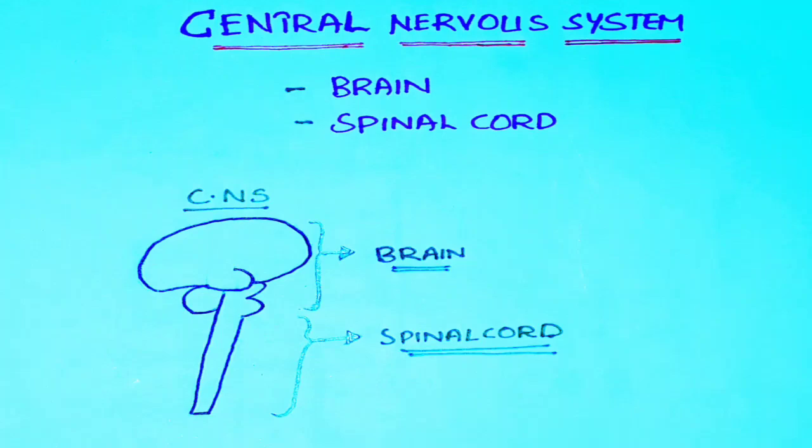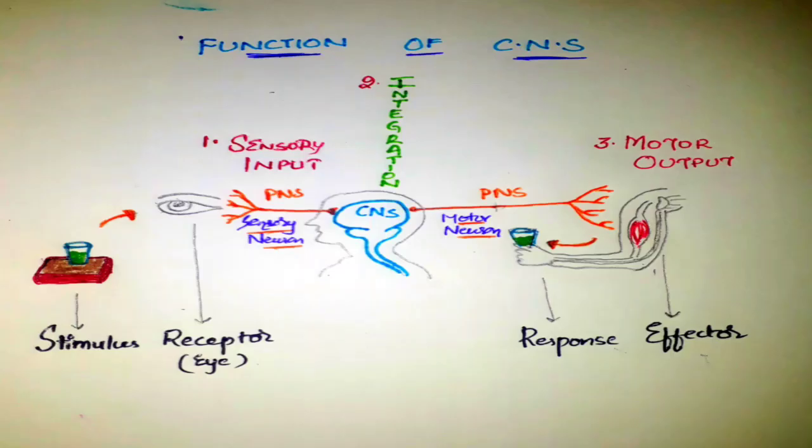Functions of central nervous system. The central nervous system receives or collects the information from environment and whole body, that is self, through sensory system or sensory nerves, which is called the sensory input. These sensory nerves bringing information to central nervous system are also a part of peripheral nervous system.